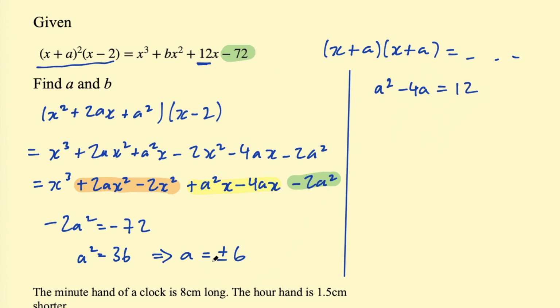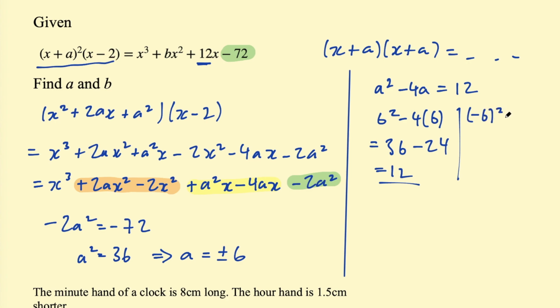Alright, so if we plug in 6 for a, we get 6 squared take 4 times 6. This is 36 take 24, which is indeed equal to 12. Okay, so that means plus 6 is the solution for a. We can try negative 6. So this is negative 6 squared take 4 times negative 6, which is 36 plus 24, which is not equal to 12. So a equals plus 6 there.